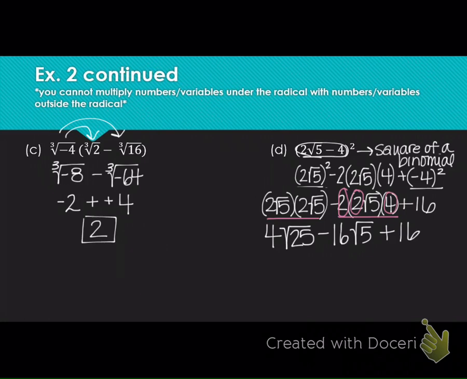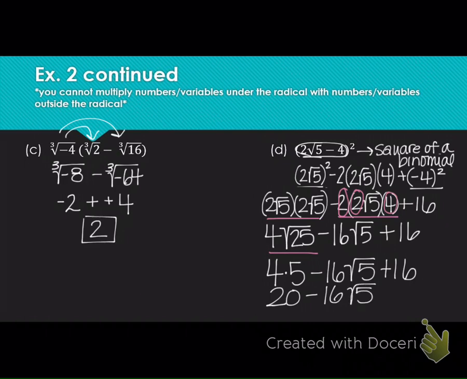Now, let's go back to 4 times the square root of 25. What is the square root of 25? 5. So, the 4 that's already on the outside and the 5 that I'm going to bring out from underneath the radical, what am I supposed to do with those numbers? Multiply them. And of course, I'm going to bring down the rest of the problem. What is 4 times 5? 20. Minus 16 times the square root of 5 plus 16.